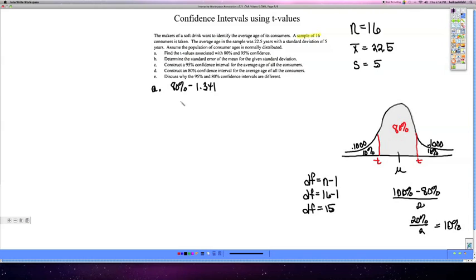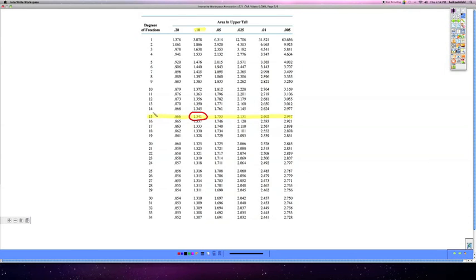Now, for the 95%, we can go back to our chart, and it's still 15 degrees of freedom, but basically the area in the upper tail is going to be half of 100 minus the confidence level you are seeking. So if we're seeking 95%, then half of 100 minus 95 is 0.025. And that means that for our second confidence interval, we're going to be using 2.131.